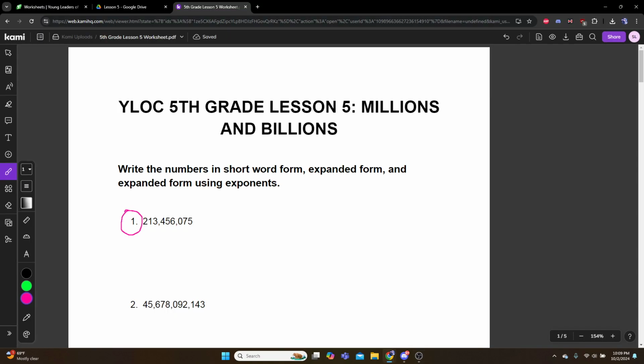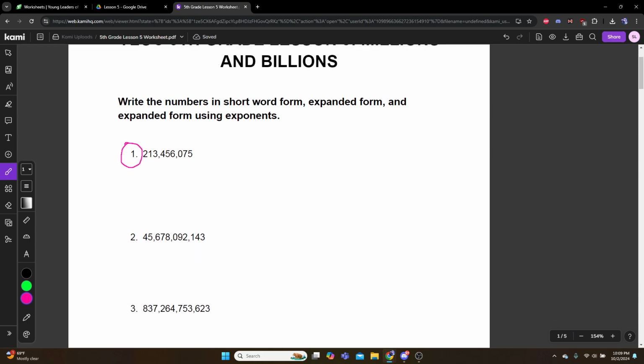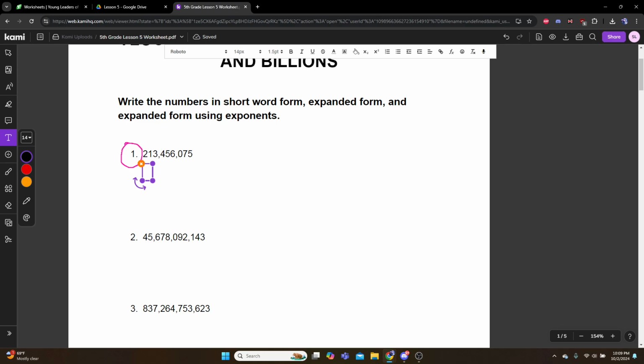Okay, today we're going to be doing Wylock 5th grade lesson 5, millions and billions. Write the numbers in short word form and expanded form using exponents. To start off with, for short word form, we can identify that this is in the millions place. So this is 213 million, and then after thousands, 456,000. And then 75, because it's just 75.